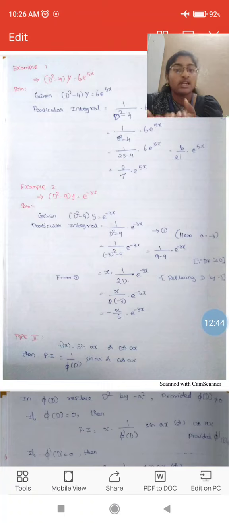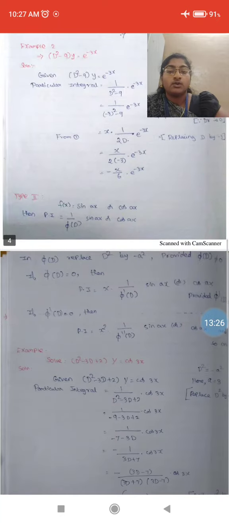See, from equation 1 I am differentiating with respect to x. X into 1 divided by, so d square becomes 2d, so minus 9. 9 is a constant, so it will not come, into e power minus 3x. So x divided by 2 into, the value of d is minus 3. So the value of d, which is equal to a, that is minus 3. So 2 into minus 3 e power minus 3x. So x divided by 2 threes are 6. Take the minus outside. So minus x by 6 into e power minus 3x. This will continue if my denominator is equal to 0.